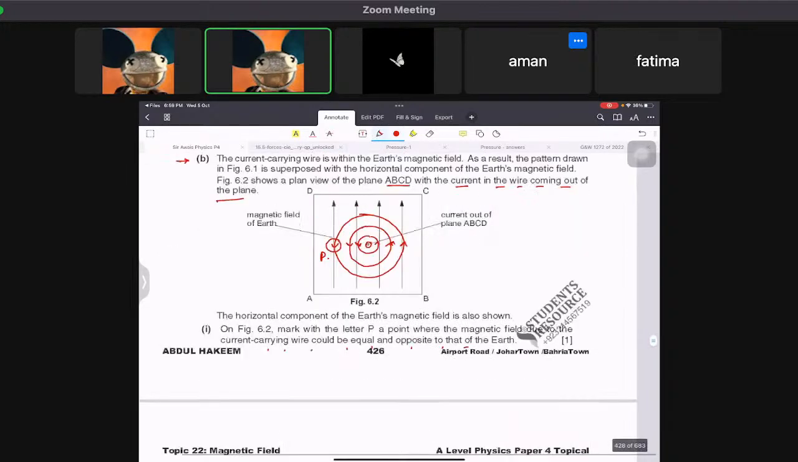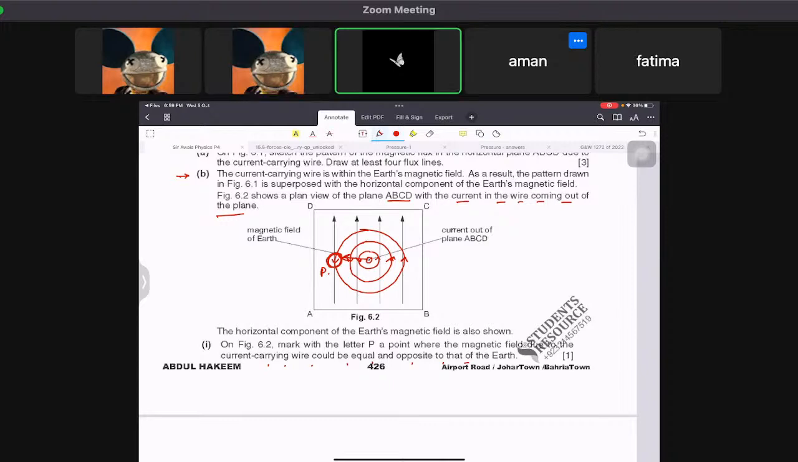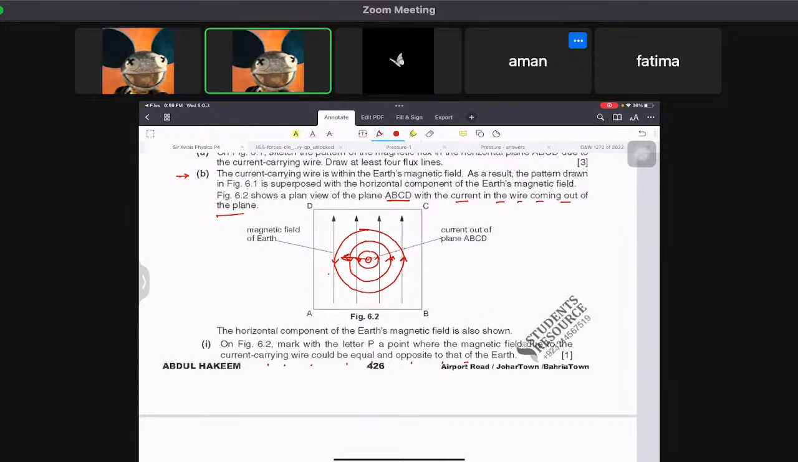The component that's acting right here, the Earth's magnetic field, wherever the distance is from the center. You just need to realize that magnetic field is a vector quantity. So everywhere the magnetic field has a certain component. Understood? It's a vector, that's why.